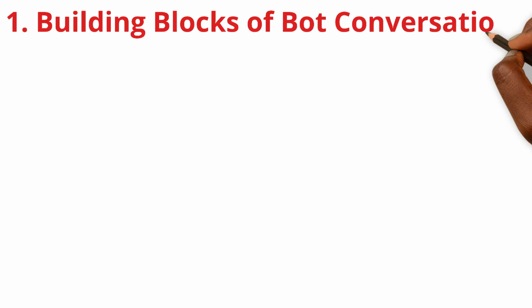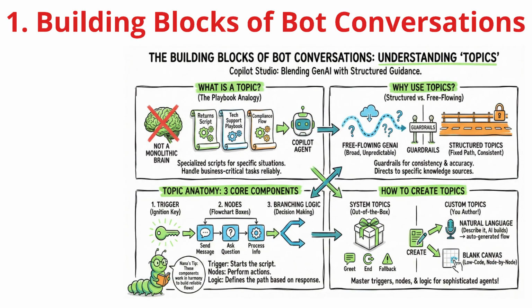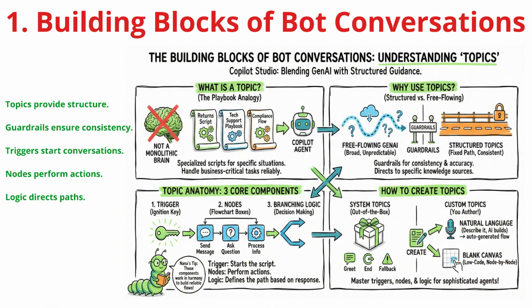Welcome to the building blocks of bot conversations in Microsoft Copilot Studio. The crucial element here is the topic. Instead of viewing your agent as one massive, unstructured brain, think of it as a collection of specialized playbooks. These are structured scripts designed for specific tasks, like handling a return or ensuring compliance. Why are they necessary? Because business-critical tasks need guardrails. Unlike unpredictable, free-flowing GenAI, topics ensure conversations follow a fixed, consistent path for accuracy every time.